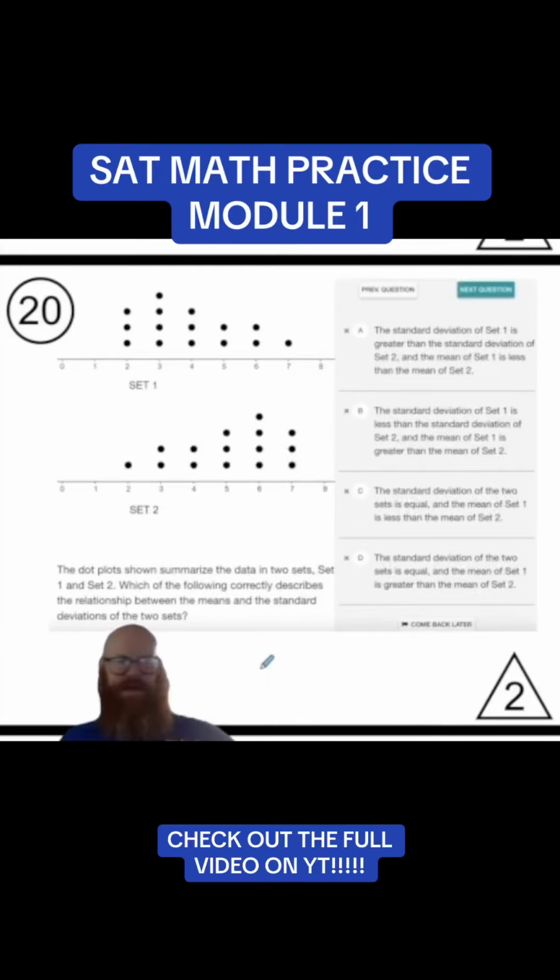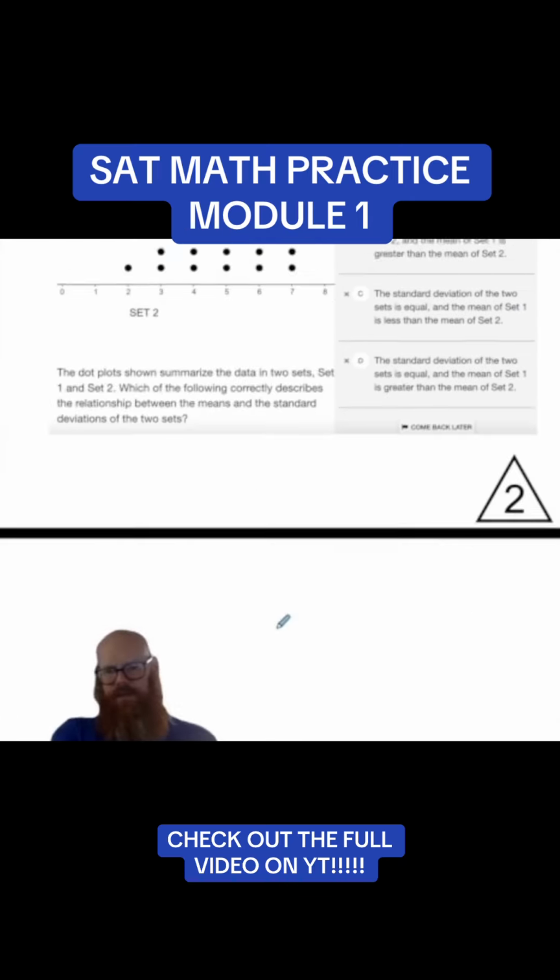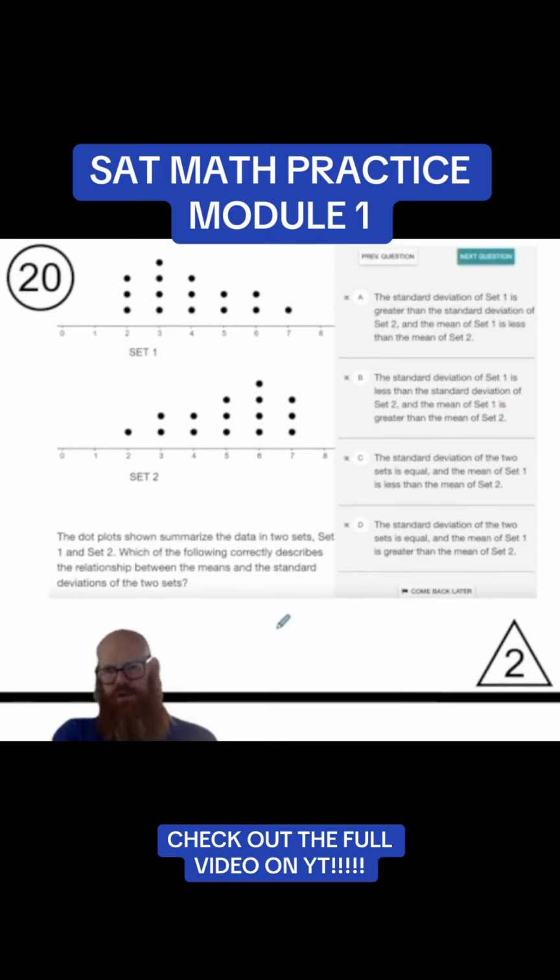So we have a standard deviation problem. And with standard deviation on the SAT, you do not need to know how to calculate it per se. You do need to just understand how it kind of works. So standard deviation is the measure of how spread out the data is. It's called a measure of spread. It really is just kind of the average distance that each point is from the middle.